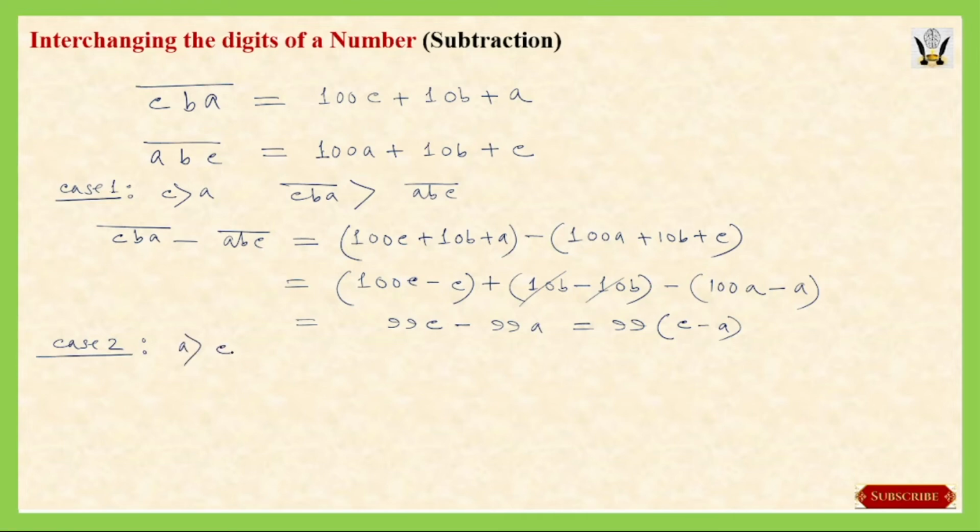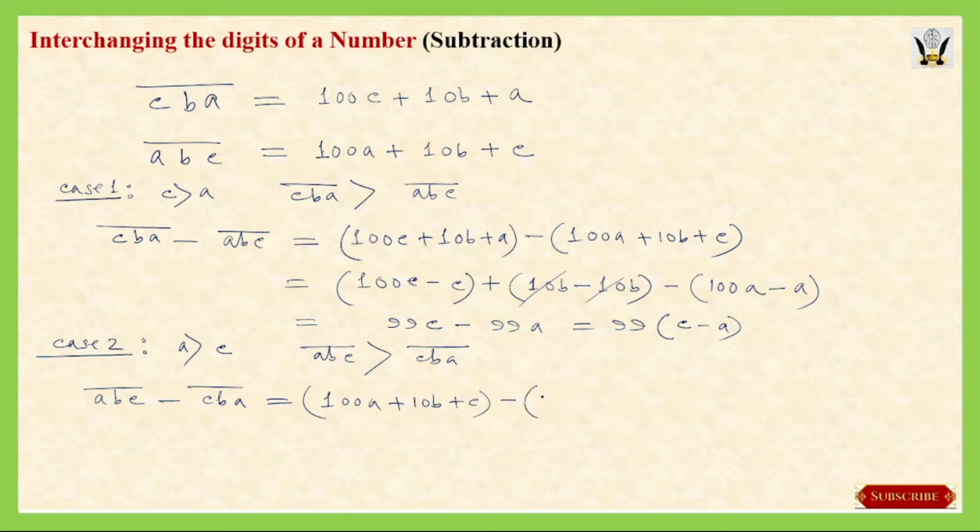Now in case 2, or the second scenario, A is greater than C. That means the number ABC will be greater than CBA. So from ABC we will be subtracting CBA. To find the result, first we write the expanded form of ABC, and then the expanded form of CBA.